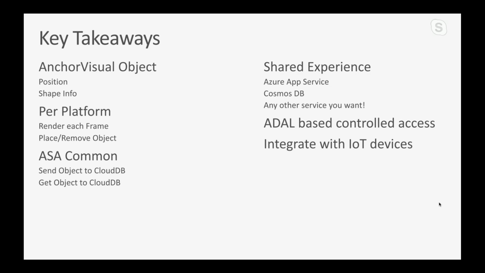So to share the experience, we're going to pull in Azure App Service, pull in a Cosmos DB to have a safe space for all of those anchors that I'm dropping, and then I can share it with all my friends. If you want to take it to the next level, you don't want to share it with all your friends, only your super duper best friends. You can make it ADAL access controlled and only allow specific logins to come in and use your app.